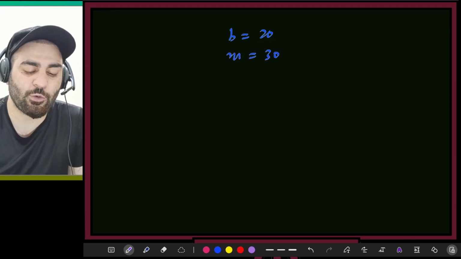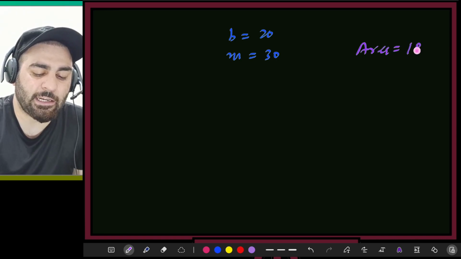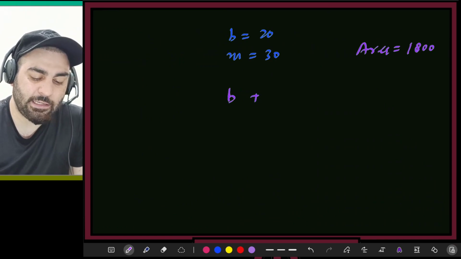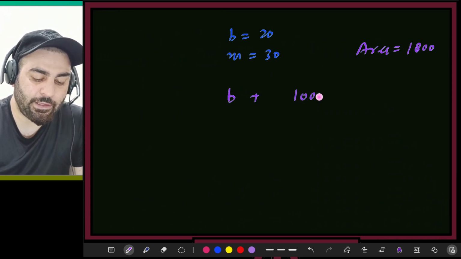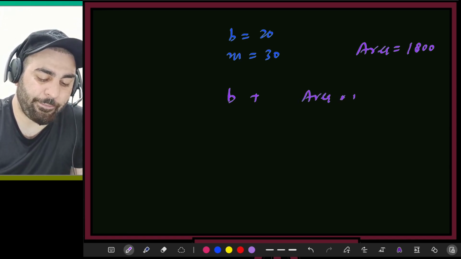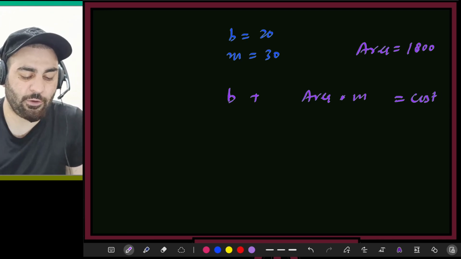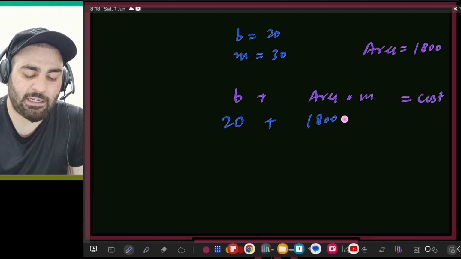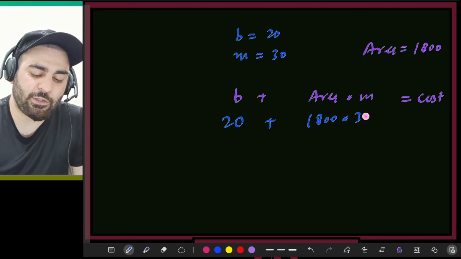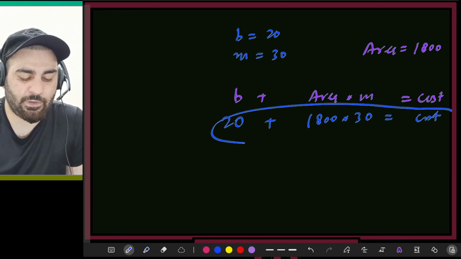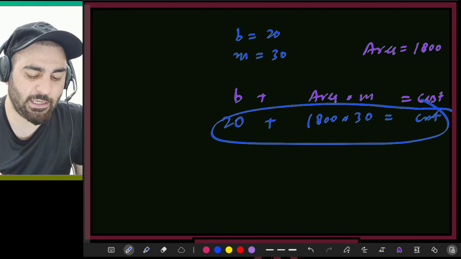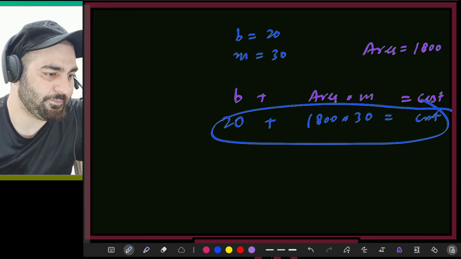Now if somebody says your area is 1800, what you can do is, you know there is base price plus this area multiplied by this M. So this will give me the cost. So this b is 20, area is given to you 1800 and multiplied by m, which you also found from the data, that's 30, and you will get the cost. This is how you find the cost. So basically you are just solving the linear equations. Is it clear? Yes, sir, clear.